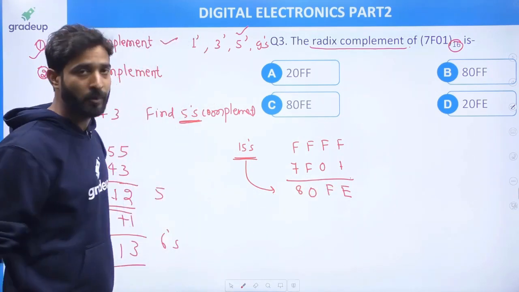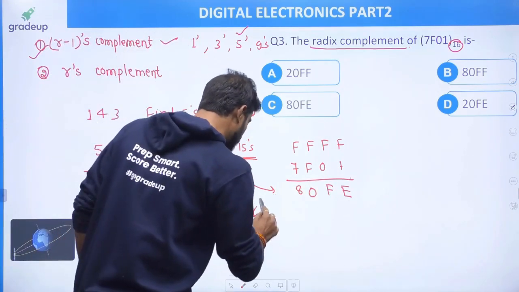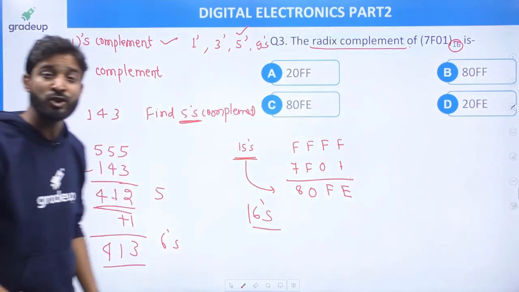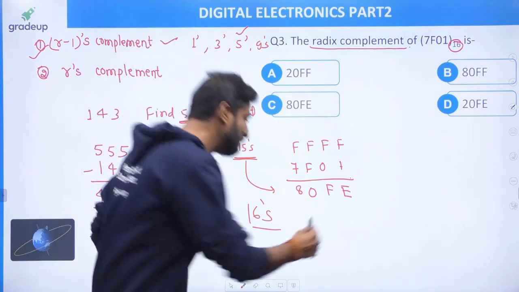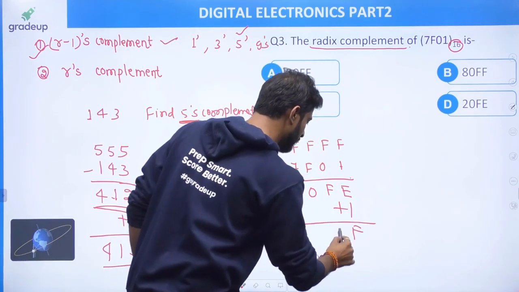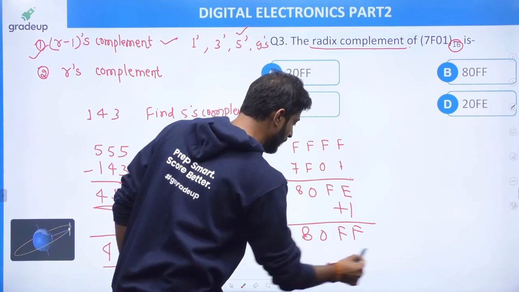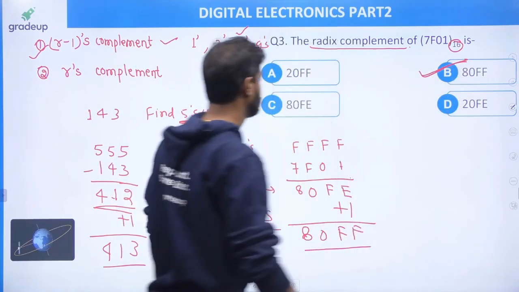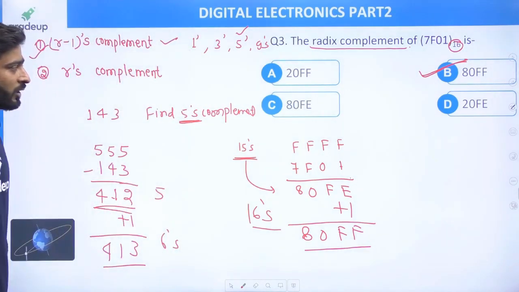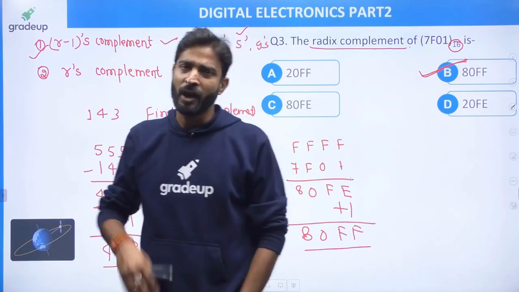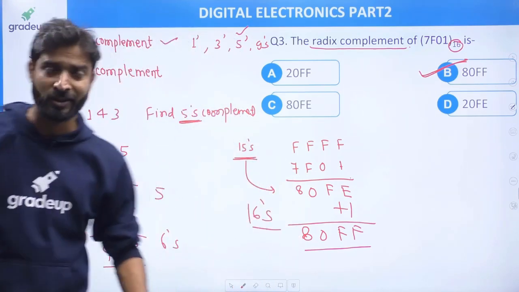But they are not asking about this. They are asking about the 16's complement. So how to find the 16's complement? Just add 1 in the LSB. E plus 1 is F. So the answer is 80FF. Of course, B is the correct option. Right? B is the correct option. Right? Everybody, are you getting my point? And already you have solved this question, so that's great, right?